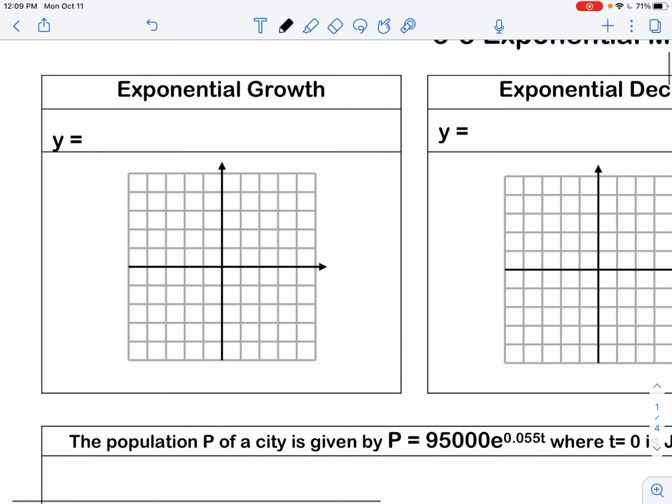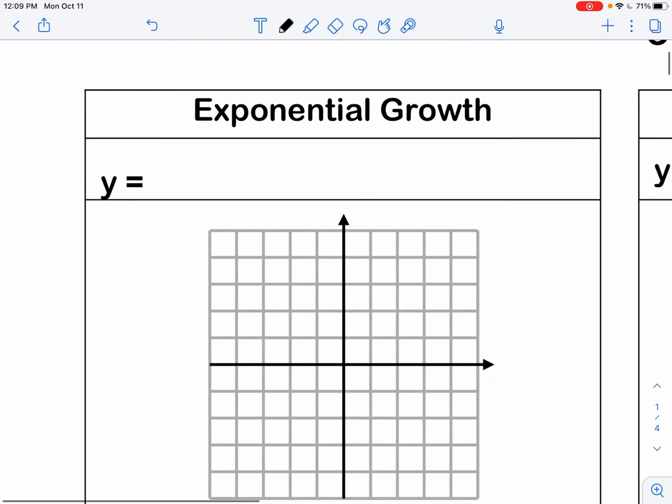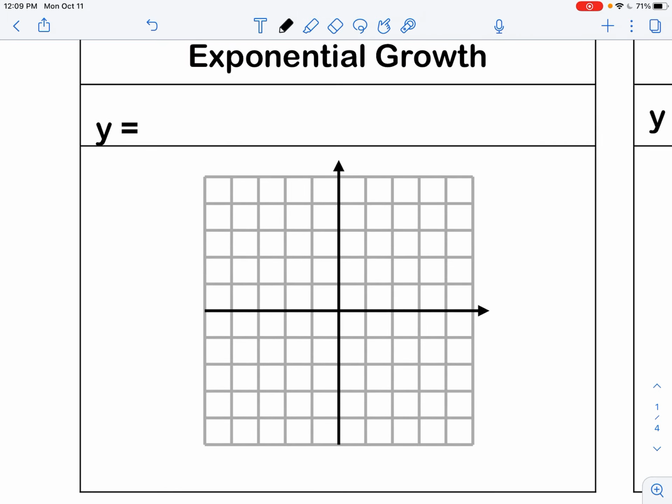So first off, let's look at exponential growth. For exponential growth, we would see something that looks something like this: A times e to the bx power. So in this case here, b has got to be greater than 0. So what does this exponential growth problem look like?